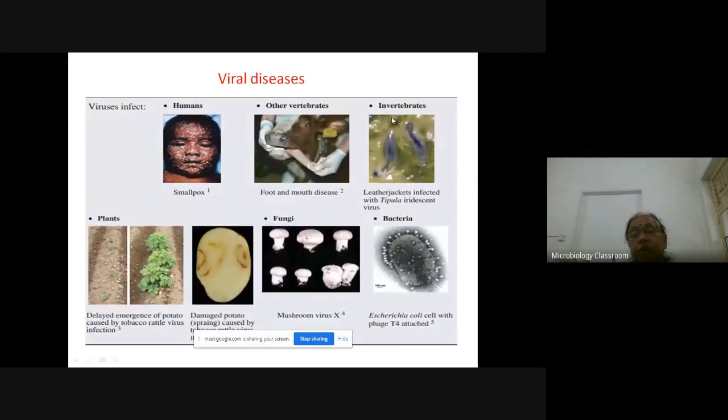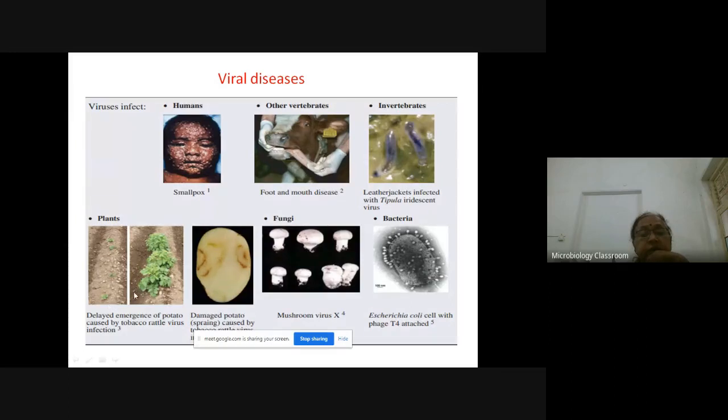In case of invertebrates, the leather jackets infected with tipula iridescent virus. So this is an invertebrate which is infected with the viruses. In plants, a very good example is a damaged potato with viral diseases. So the spraining of the potato is caused by the viruses.